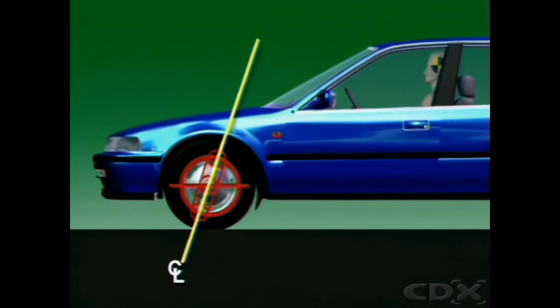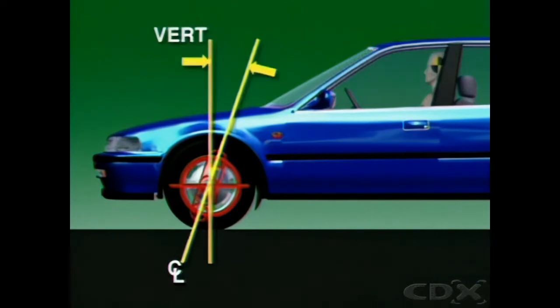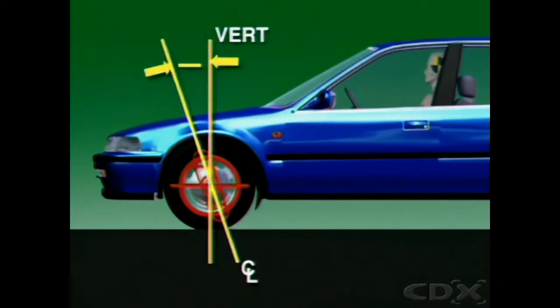This is the steering axis centerline. Seen from the side of the vehicle, it is normally tilted from the vertical. Caster is the angle formed by this line and a line drawn vertically through the center of the wheel. Backward tilt from the vertical is positive caster. Forward tilt is negative caster.